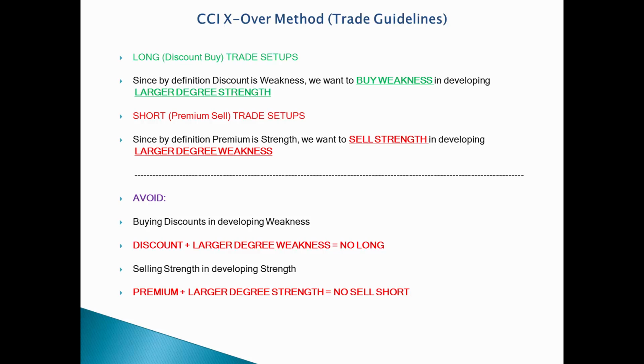Since by definition discount is weakness, we want to buy weakness in developing larger degree strength. Very important. Maybe you want to print these out. We want to buy weakness in developing larger degree strength. That is the type of discount that we want to enter on.